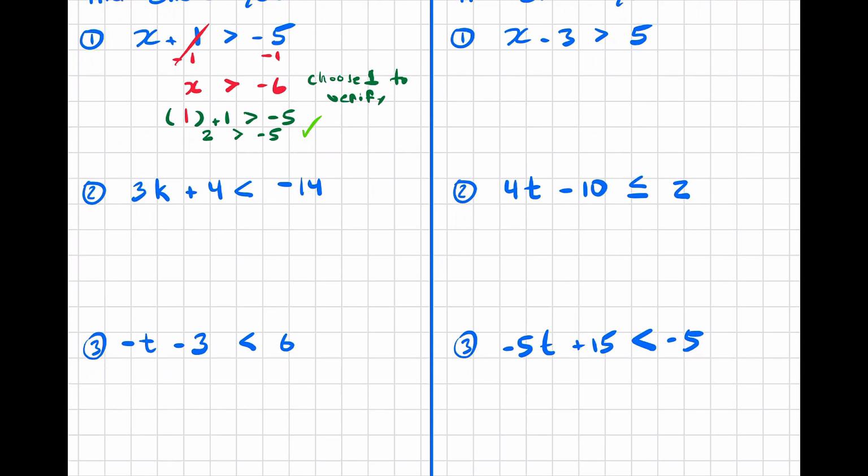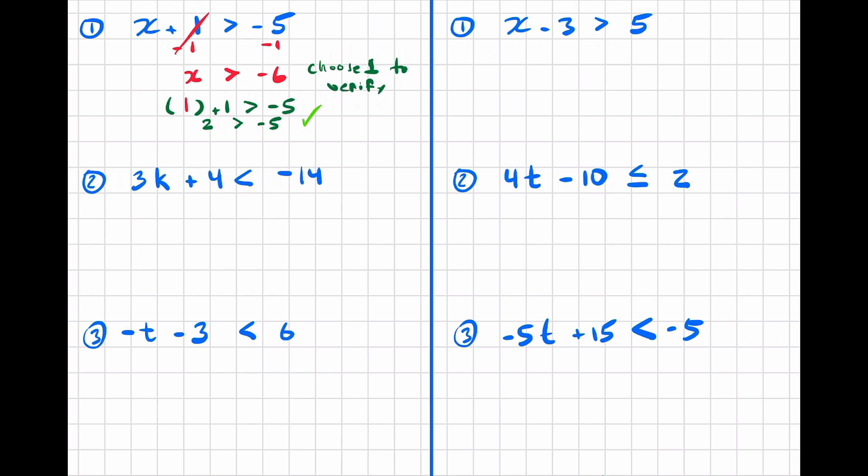Okay, so the next question is saying 3k plus 4 is less than negative 14. In this case, we have a two-step equation, so we're just going to pretend it says equals instead of less than. So we subtract 4 like we've been doing all along, and we're left with 3k on the left is less than negative 18. Then I'm going to divide by 3 on both sides, and I'm left with k is less than negative 6. Okay, so these are our final answers.